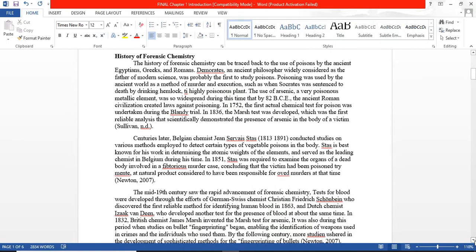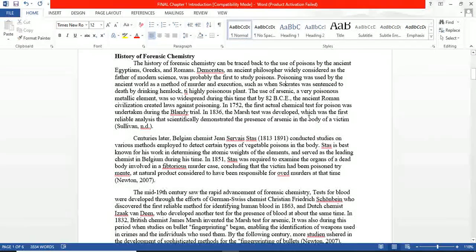Poisoning was used by the ancient world as a method of murder and also execution, such as when Socrates was sentenced to death by drinking hemlock. Hemlock is a highly poisonous plant. So Socrates is one of those executed with the use of poison. What poison was used? Hemlock, which is extracted from a poisonous plant.